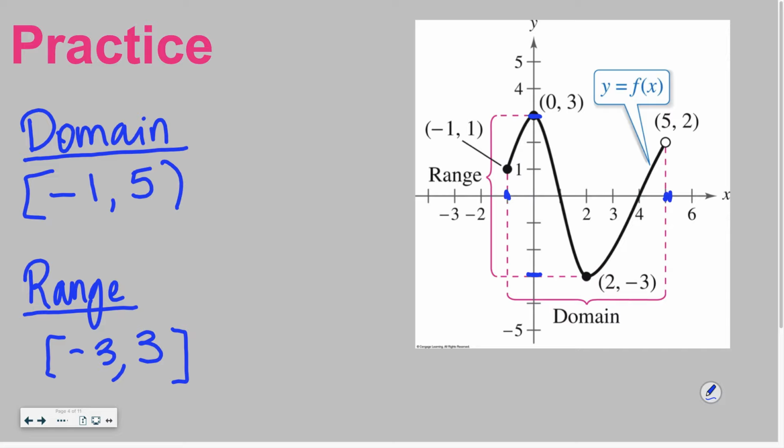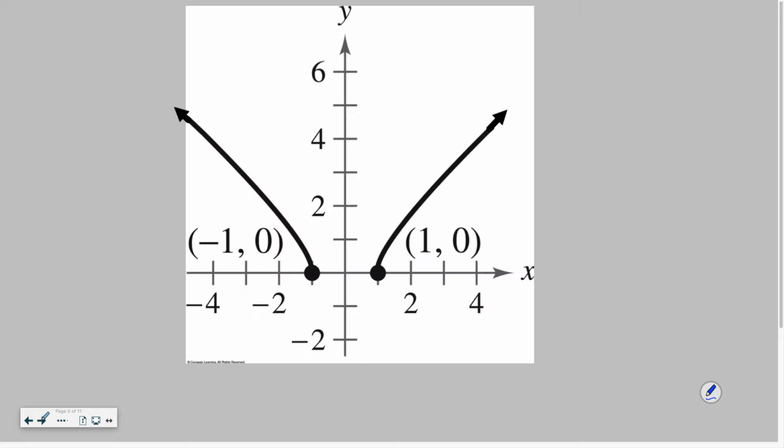All right. I would like you to, this could be a very, very quick picture for you to draw, and then give me the interval notation for domain and range. When you're done, check your answer with a neighbor.